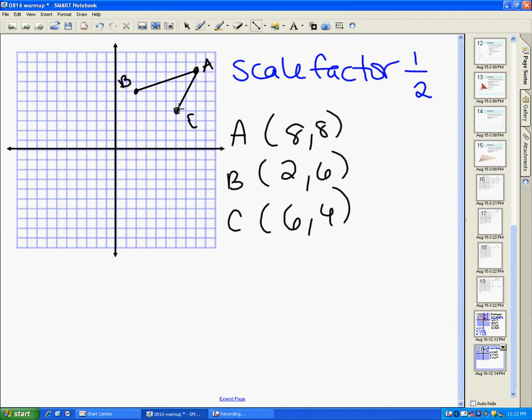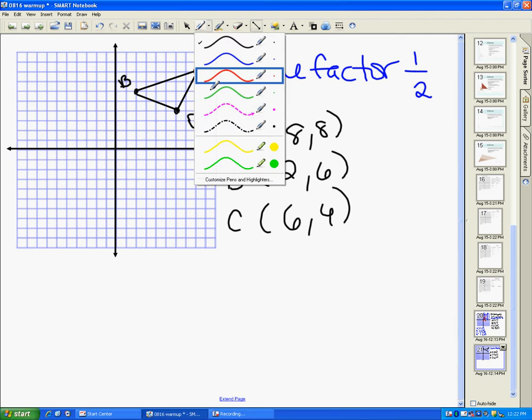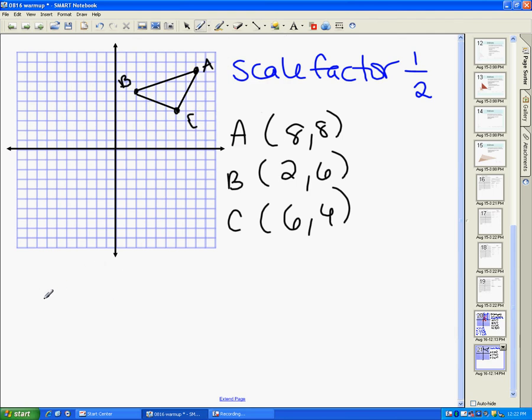Alright, now we're going to figure out what our new coordinates are going to be. And so we're using a scale factor of 1/2. And so whenever you're figuring out your new coordinates, you multiply your x and y values by the scale factor. So multiplying 8 by 1/2 is the same thing as dividing by 2. So 8 comma 8 is going to become 4 comma 4. B prime is going to be at 1 comma 3. And C prime is at 3 comma 2.